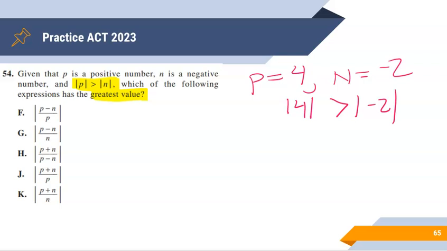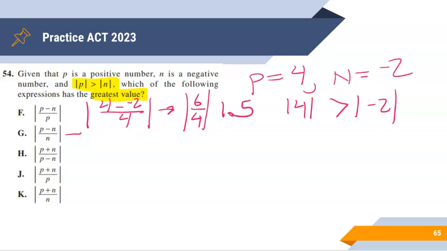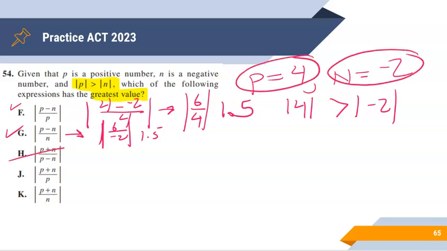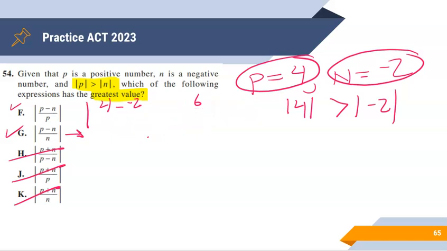So if p is 4 and n is negative 2, this answer here would become the absolute value of 4 minus a minus 2 over 4, which is 6 over 4, which is 1.5. This one here would be the absolute value of 6 divided by negative 2, absolute value of that, which would be 1.5. So far these two are the greatest. If I try the others by plugging in a 4 and a negative 2, all these answers here are smaller than 1.5. So we're down to just the first two choices.